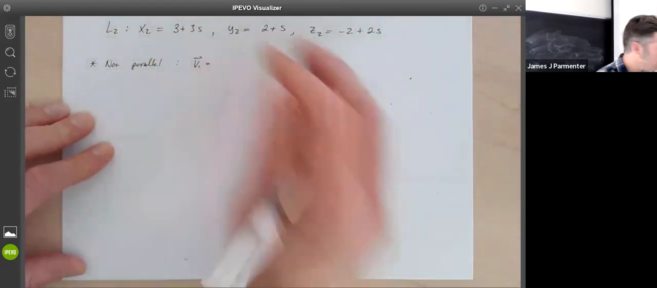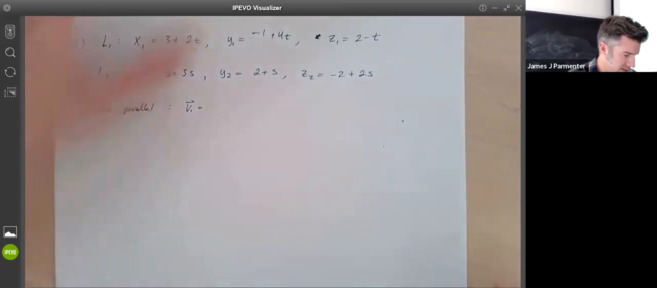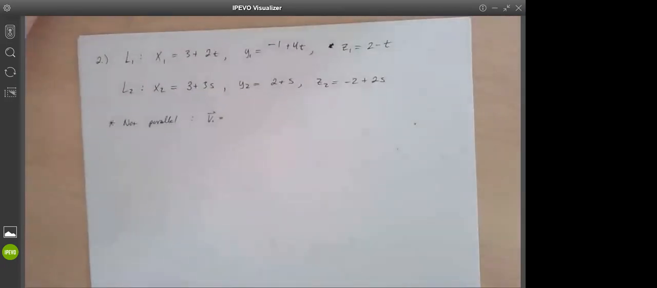Could you move the paper a bit down? Oh, yep, of course. Thanks. Yeah, thanks. Sorry, I zoomed in a little bit.